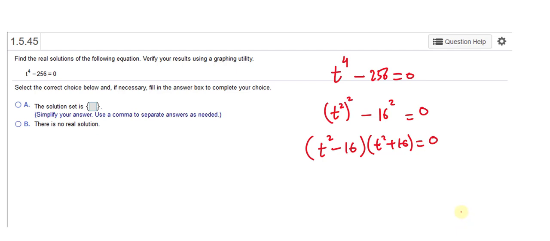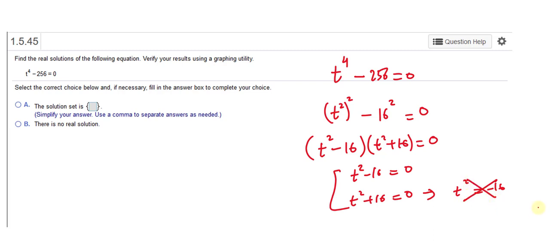And that gives me what? I have two factors multiplied together equal to 0. That tells me that t squared minus 16 equals 0, or t squared plus 16 equals 0. Now I can subtract 16 on both sides for the second equation, so I get t squared equals minus 16. That is not possible, so you don't get a real solution, because if you square something, you should end up with at least 0 or above 0. But if you square something and you get a negative value, that is not a real solution.